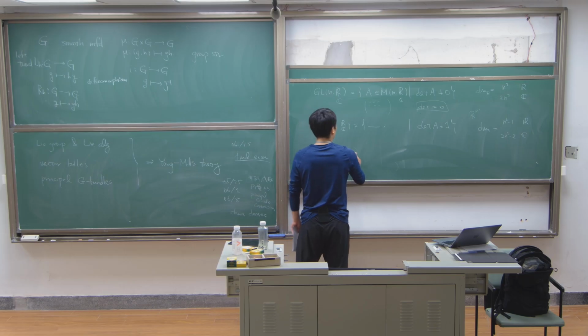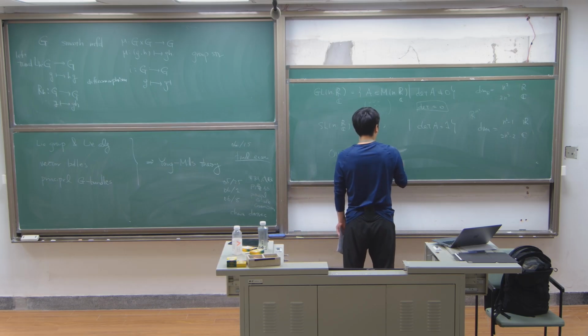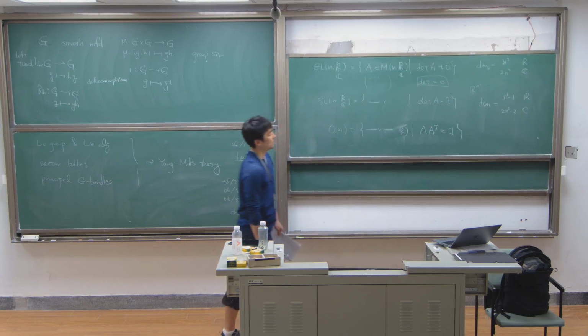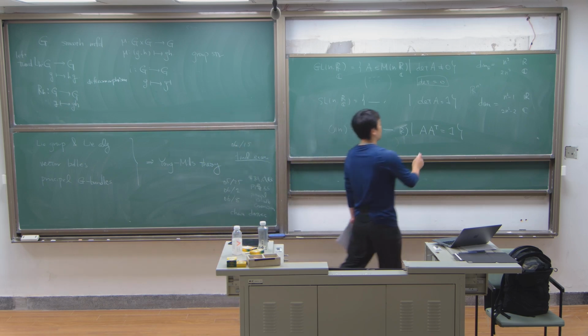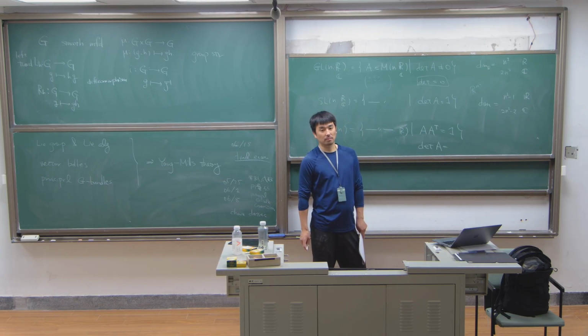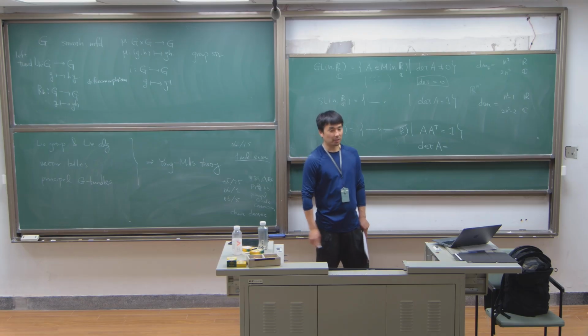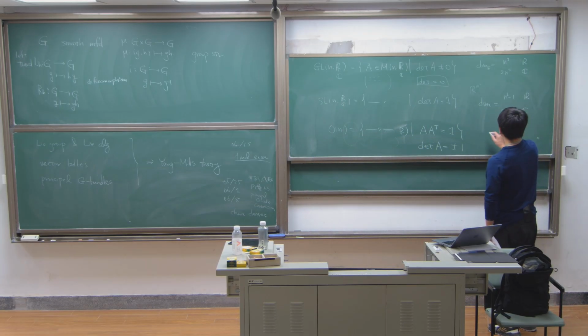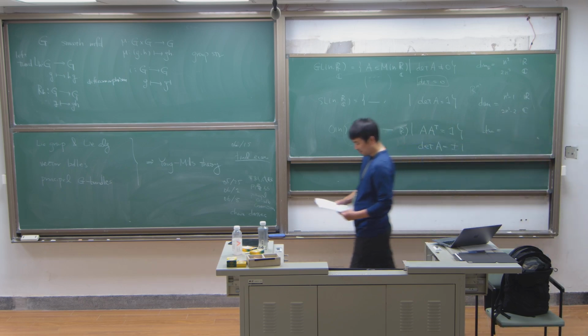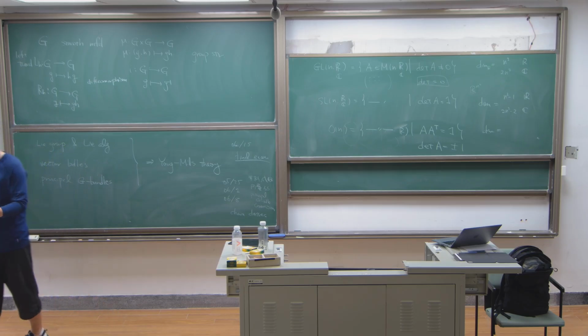O(n) is the same thing, but real, except that A A^T is equal to 1, which means the determinant of A is equal to plus or minus 1. What is the dimension of this manifold?